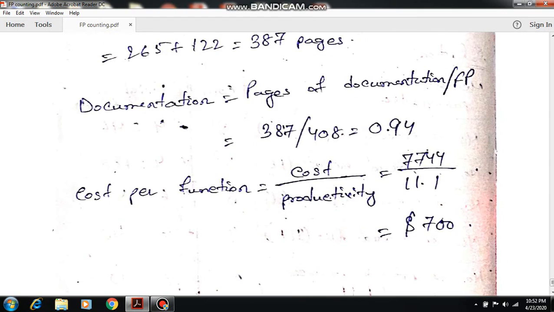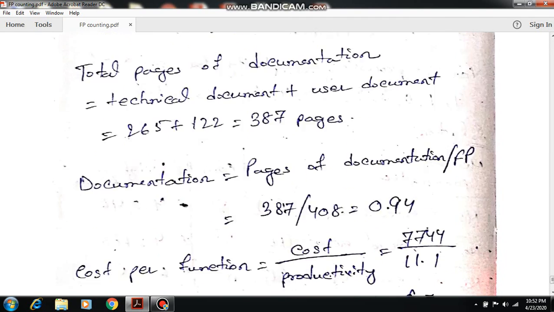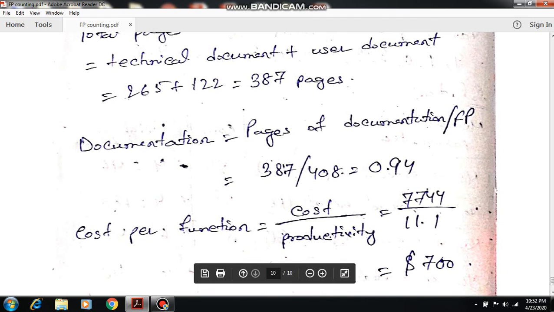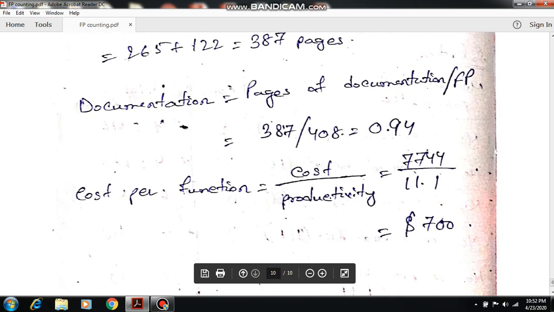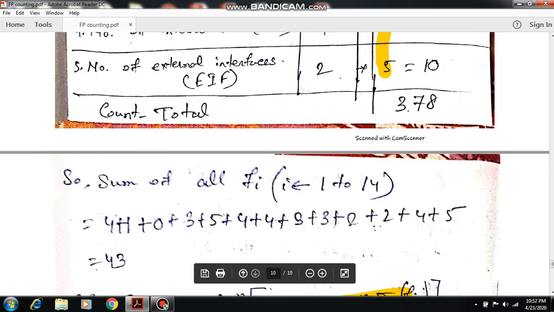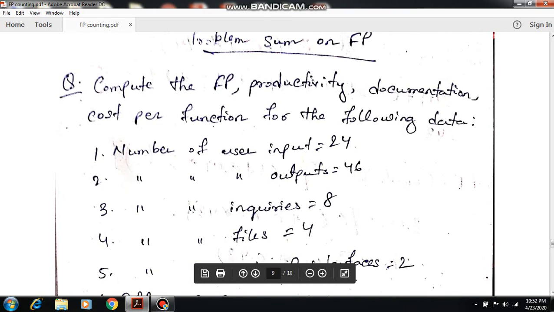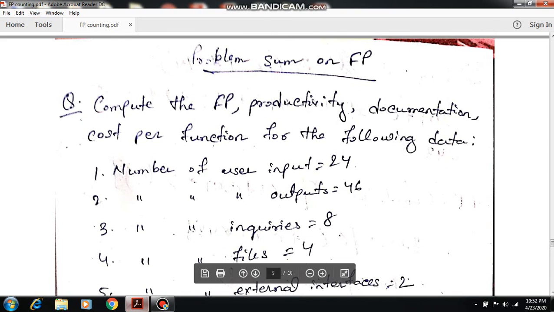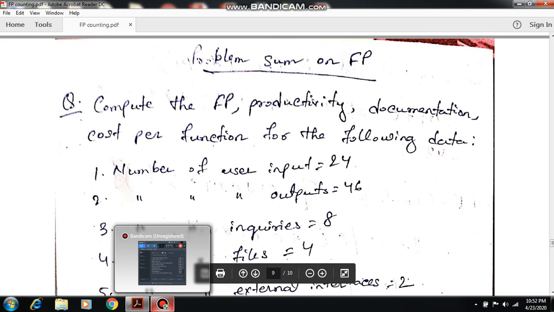Now the last one is the cost per function. Cost per function means cost divided by productivity. You already know the values, and based on them you just calculate the cost per function. So this is another mathematical problem solved on the AP. These two problems are very important on AP.